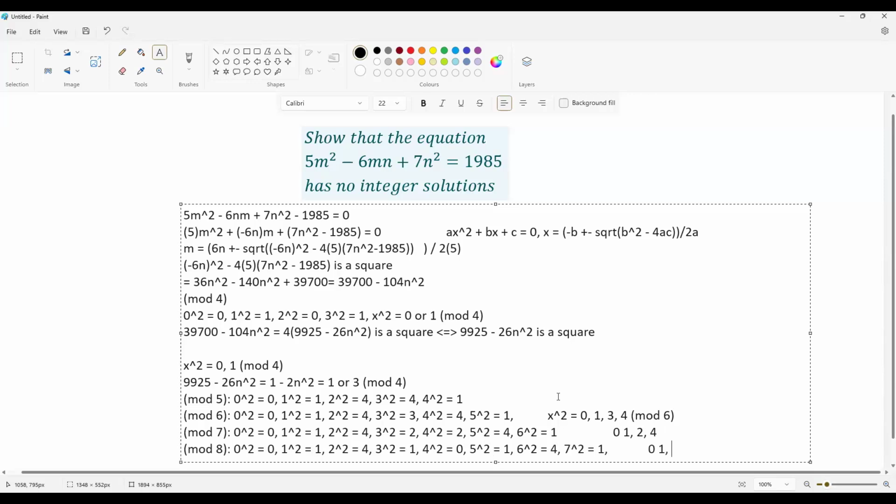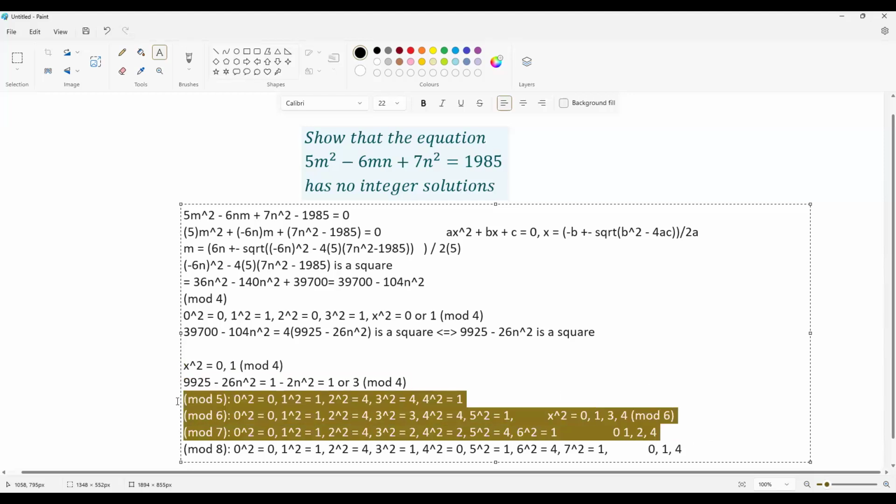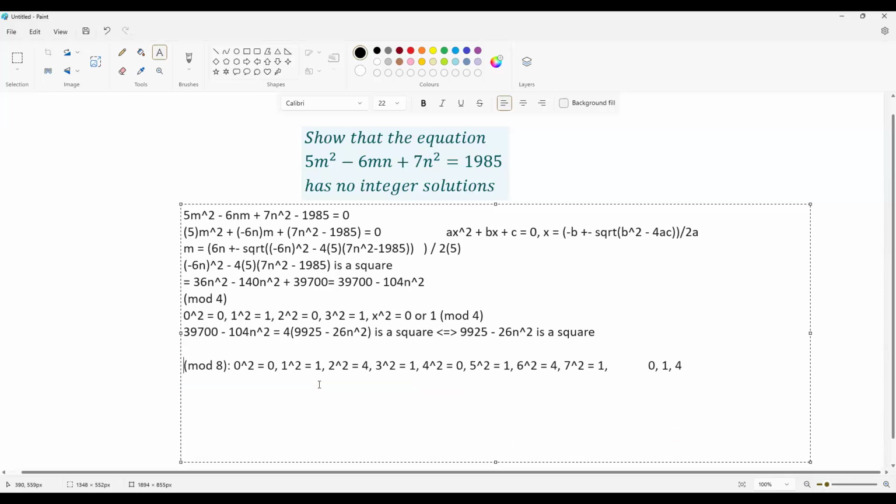So we got 0, 1, or 4. That's quite good. So let's try mod 8. I'll delete these. Alright, this was our process of trying to look for a mod that will help us.